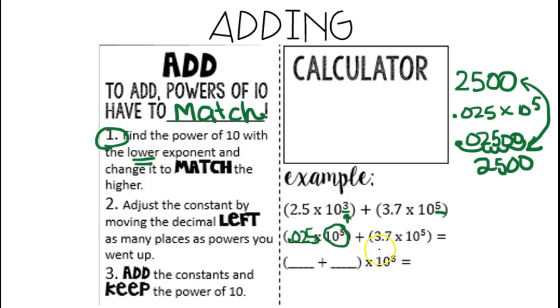Now that I have this, they're both to the power of 10, so I can go ahead and bring that power of 10 down. And what I have is 0.025 plus 3.7. So 0.025 plus 3.7 will give us 3.725 times 10 to the 5th power.